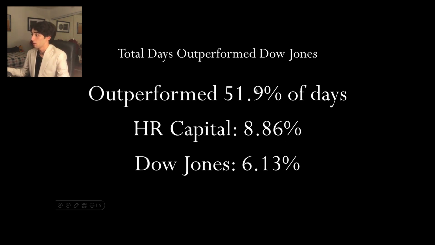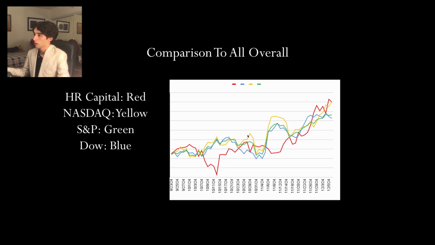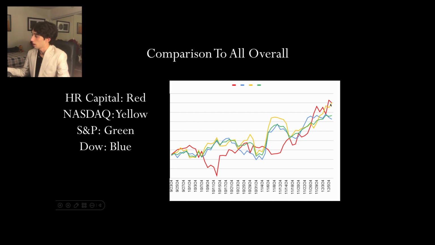So here we outperformed 51.9%, so a bit more than 50%, and outperformed by more than 2%. Here's a comparison to all. Yellow is NASDAQ, green is SPY, blue is Dow, and it starts off over here, we're outperforming quite well in this weird bad period. Then we recover from it, we're doing quite good, stay in the middle.